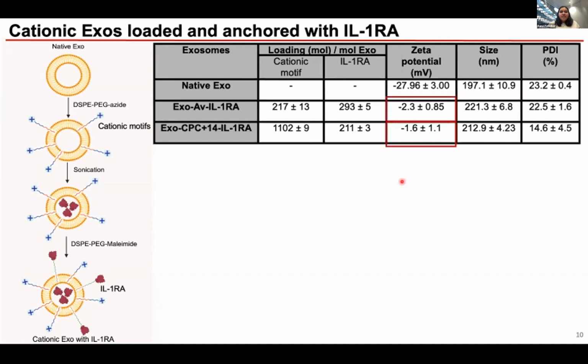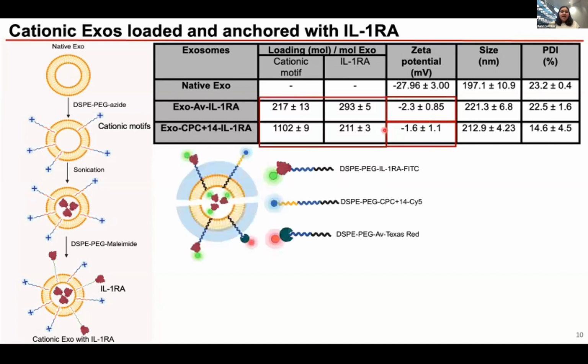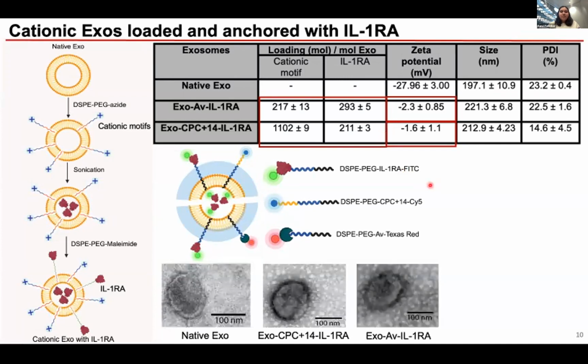Exo-avidin IL-1RA showed a significant change in zeta potential from negative 27 millivolts to negative 2.3 millivolts. Exo-CPC+14 shows a charge almost close to neutral. To assess the amount of cationic motifs and IL-1RA loaded on the exosomes, we fluorescently labeled them. So IL-1RA was labeled with FITC, CPC+14 with Cy5, and avidin with Texas Red. The TEM images confirm that the surface modification does not alter the size or the morphology of these cationic exosomes.